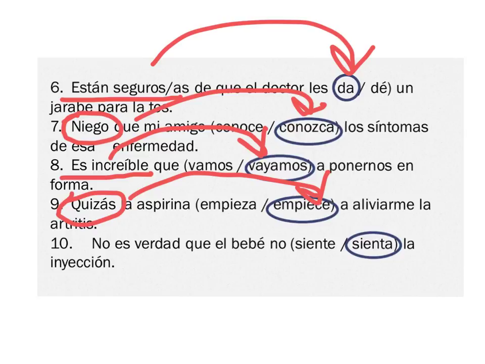And finally, number 10, no es verdad que el bebé no sienta la inyección. It is not true that the baby doesn't feel the shot. So no es verdad is a subjunctive trigger, so you're going to use the subjunctive. If you had the phrase, instead of no es verdad, es verdad, is true, then you won't use the subjunctive, you will use the indicative. Es verdad que el bebé no siente la inyección. Okay, thank you guys.